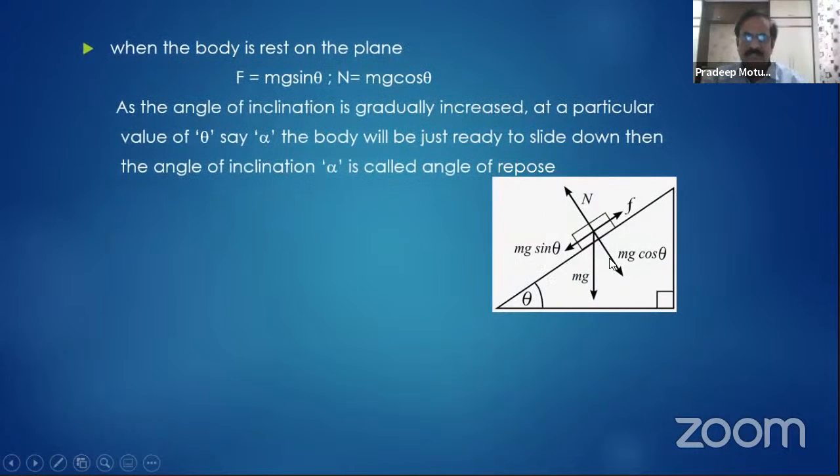Now, when the body is at rest, these two forces are equal. That is what happens. N is equal to mg cos theta. This is the force acting opposite to the frictional force, that is F is equal to mg sin theta. Both forces are in opposite directions, so their magnitudes are the same. When it is so, the body is at rest on the inclined plane.